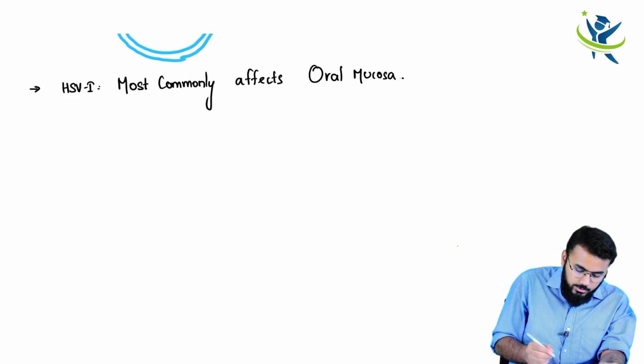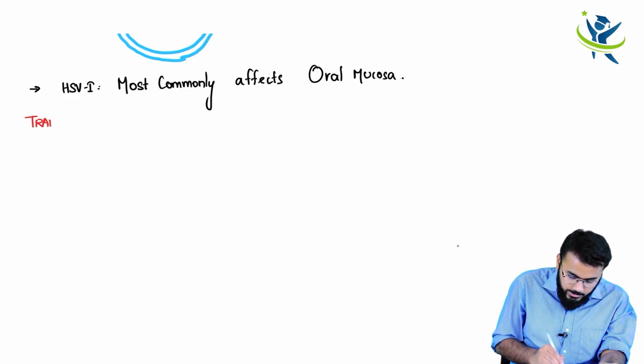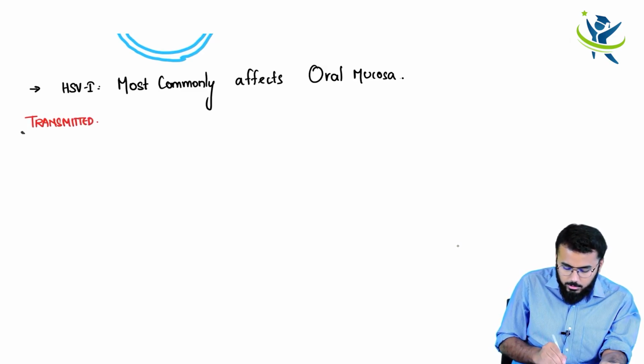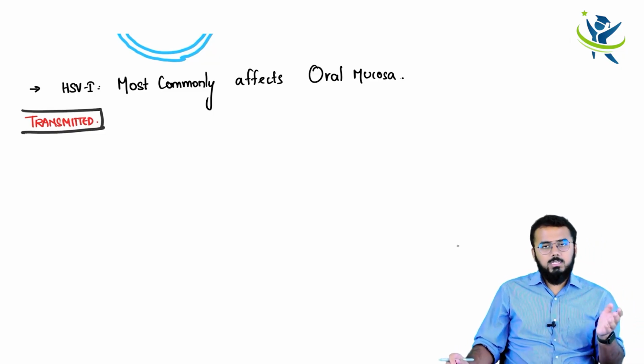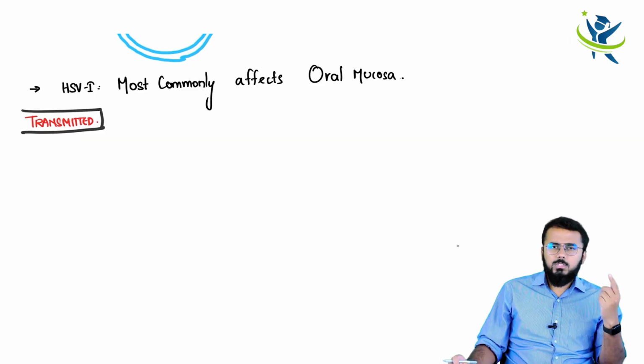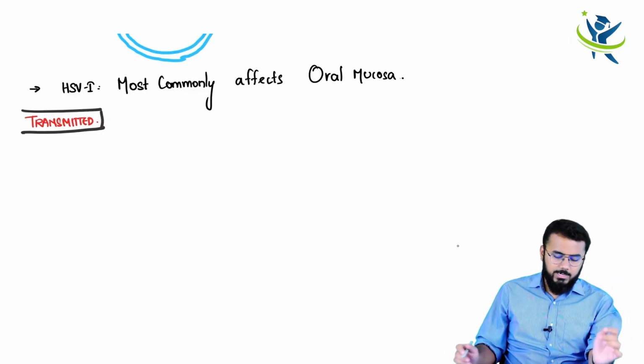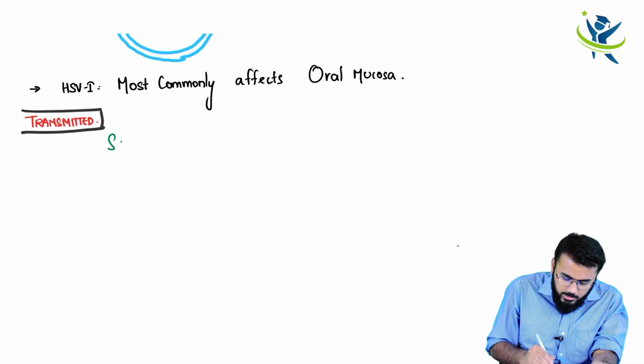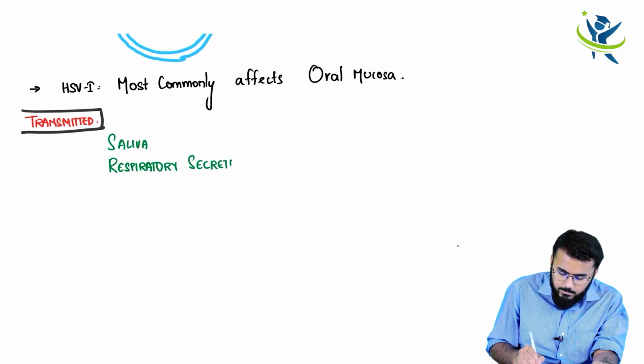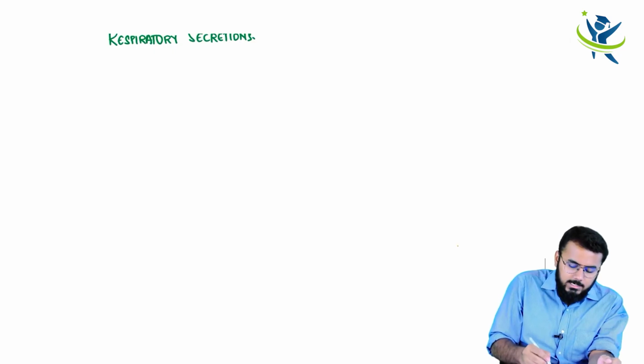Now the next important thing, what should we discuss? We have to discuss how it is transmitted. It is very easy. You have to look at what part is affected. Oral mucosa is affected, so from the mouth, what is going to go inside? The route of transmission will basically be either saliva or respiratory secretions.